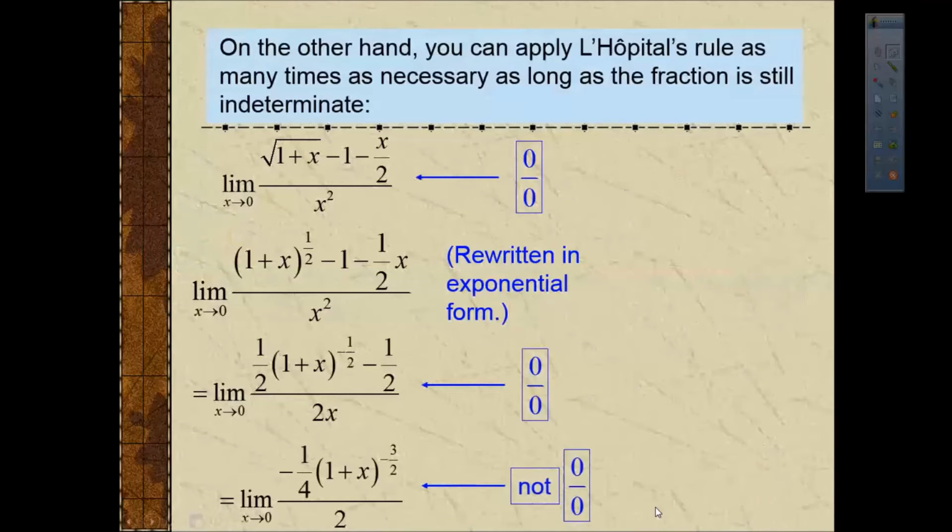And this, when we try to plug in 0, is not 0 over 0. The numerator is actually negative 1/4. Denominator is 2. And negative 1/4 divided by 2 gives us the number negative 1/8. So the limit of our original function is -1/8. It took us 2 rounds of L'Hopital's rule in order to reach something that was not indeterminate anymore.